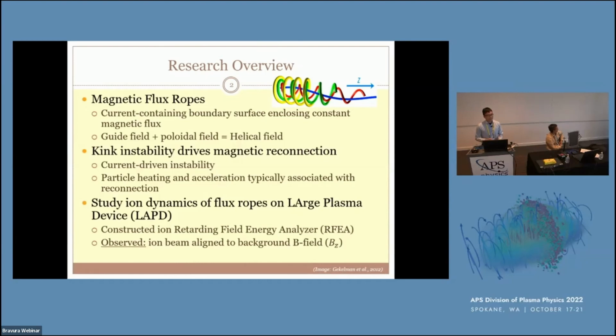To that end, I constructed an ion retarding field energy analyzer. And the key result is that we observe an ion beam that's aligned to the background magnetic field. And this magnetic field is considered strong.